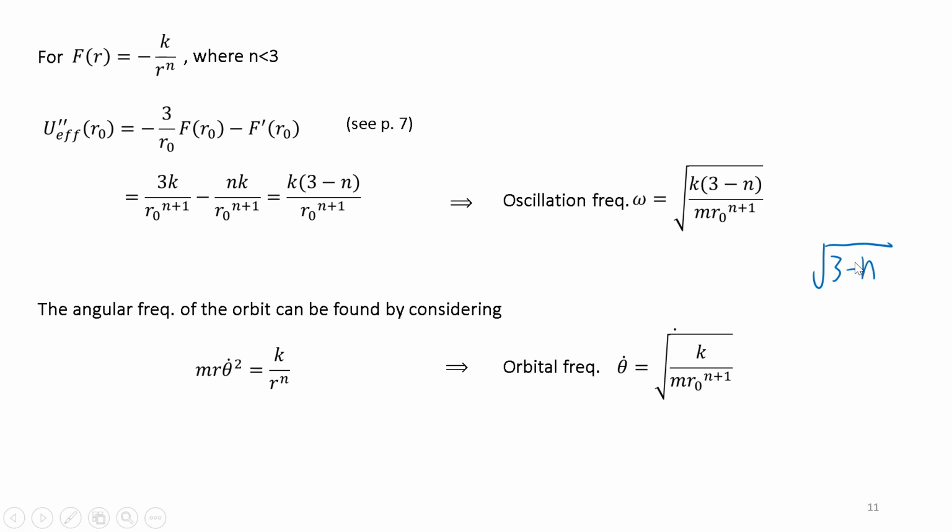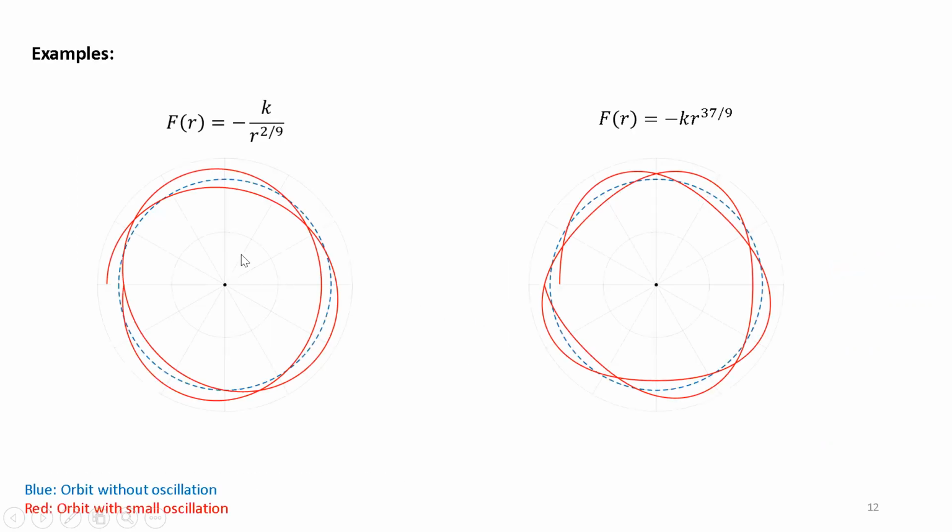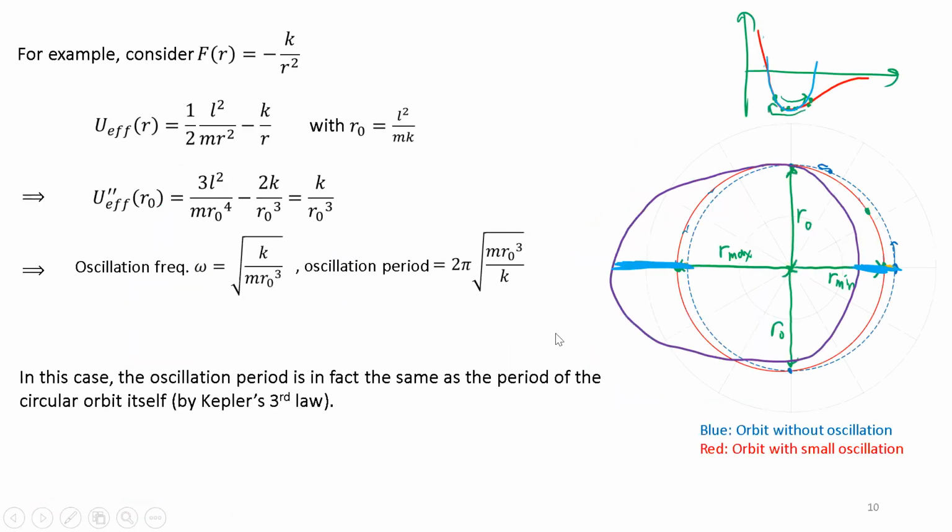And if you pick some particular n, you will be able to get this square root to be just an integer, or just a rational number. You'll be able to do that, just pick the n appropriately. And if that happens, the orbit will look something like this. It looks much more interesting than what we have just here.